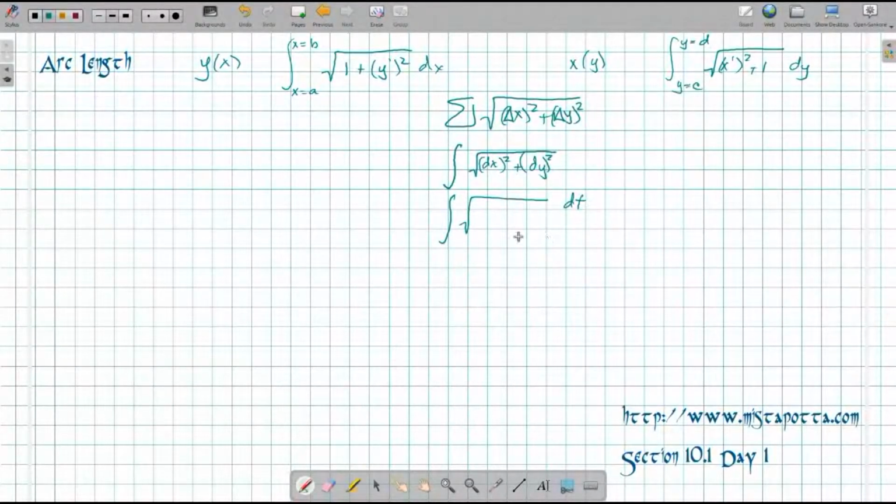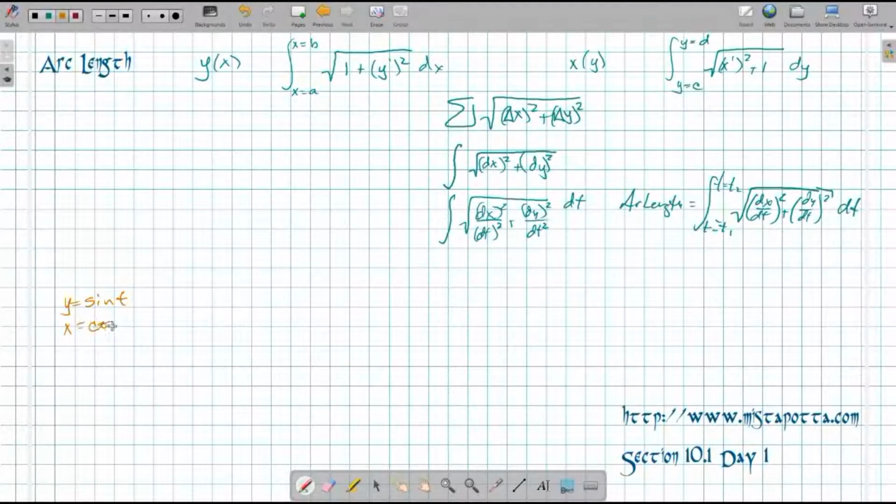I want to use that same logic to put a dt here, which means inside the radical I have to have dt squared for each term. So for dx squared and for dy squared. And so what I'm really looking at here is my arc length is really the integral from t equals t1 to t equals t2 of the square root of (dx/dt) squared plus (dy/dt) squared dt. So this is my formula for arc length.